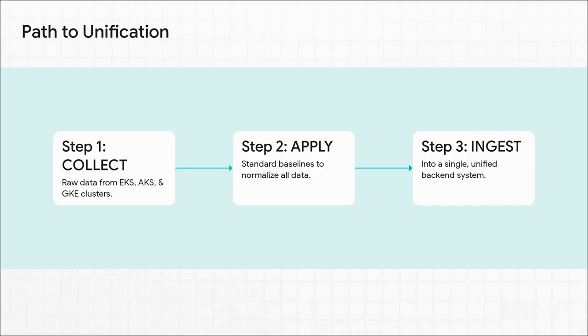First, you collect all that raw, messy telemetry from all your clusters. Then, and this is the magic step right here, you apply your observability baseline to translate and normalize everything into your one standard format. And finally, you ingest all that clean, consistent data into a single unified backend. No more fragmented views. It's that straightforward.